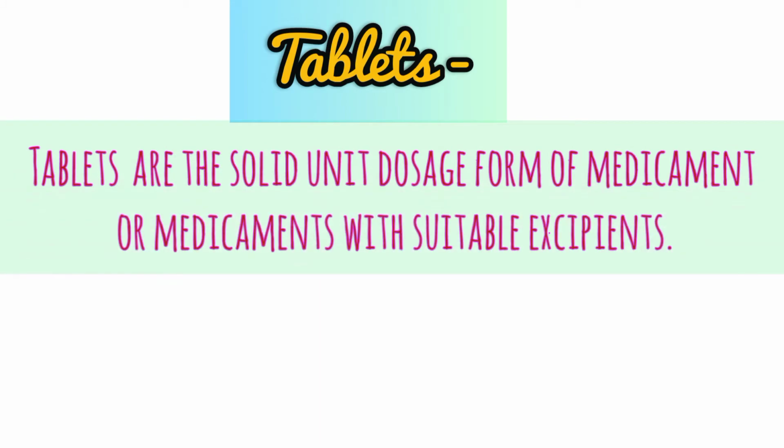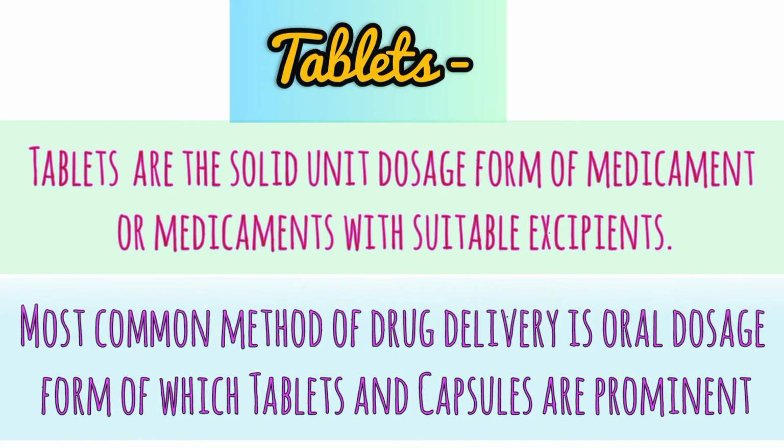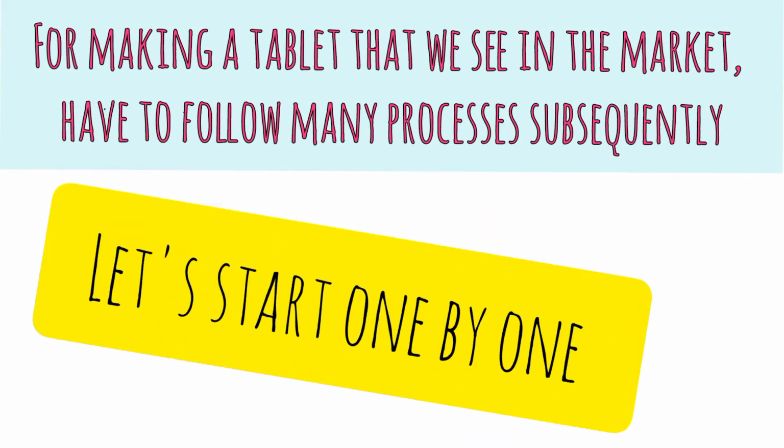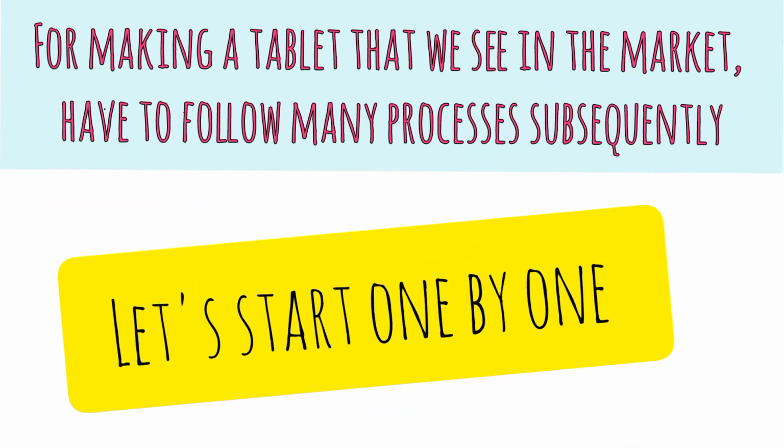So if we talk about tablets, then these are the solid unit dosage form with suitable diluents or excipients. If you consider all the dosage forms, then tablets and capsules are the most prominent among them. For making any tablet, we have to follow so many processes. Let's start one by one.